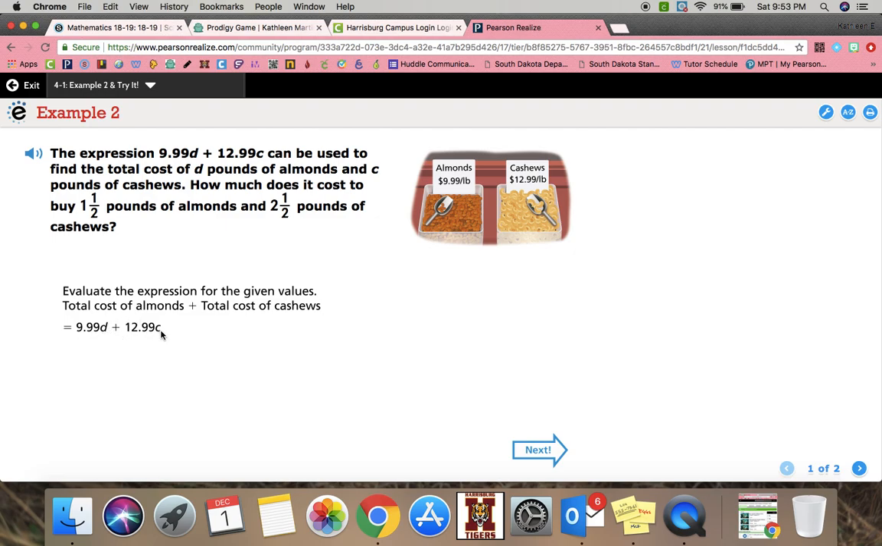If it's 1 and 1, then it's just $9.99 plus $12.99. But in this case, it's 1.5 and 2.5. Okay, so now that we have the equation, we know how many pounds of almonds we're going to have. So every time we find a D, we're going to put 1.5. And every time we find a C, we're going to put 2.5 because C and 2.5 are equal in this case. The pounds of cashews we're going to buy is 2.5, and that is C. The pounds of almonds we're going to buy are 1.5, so they are interchangeable.